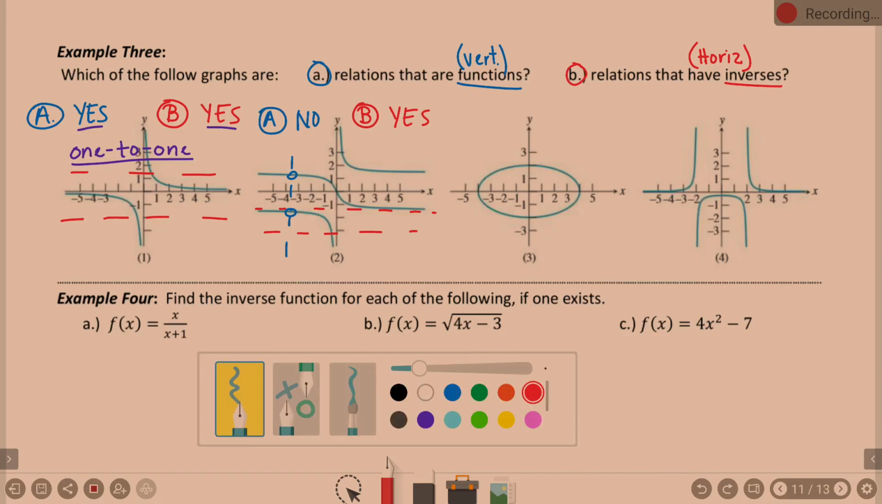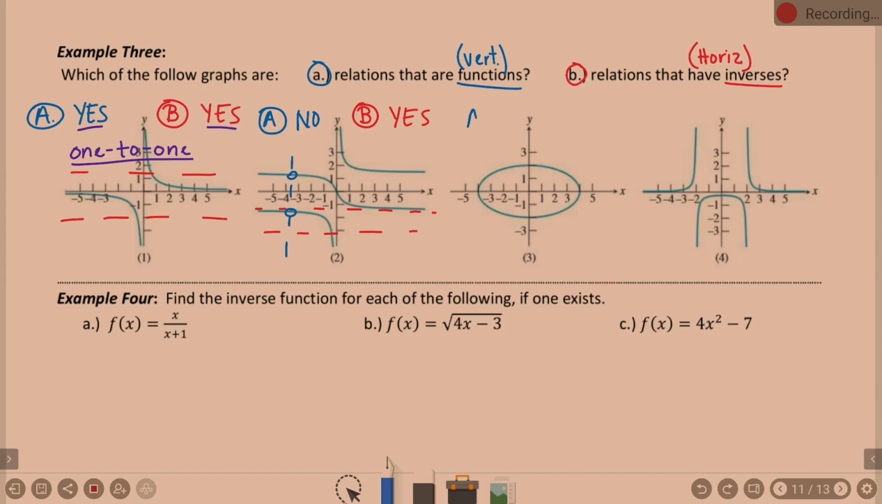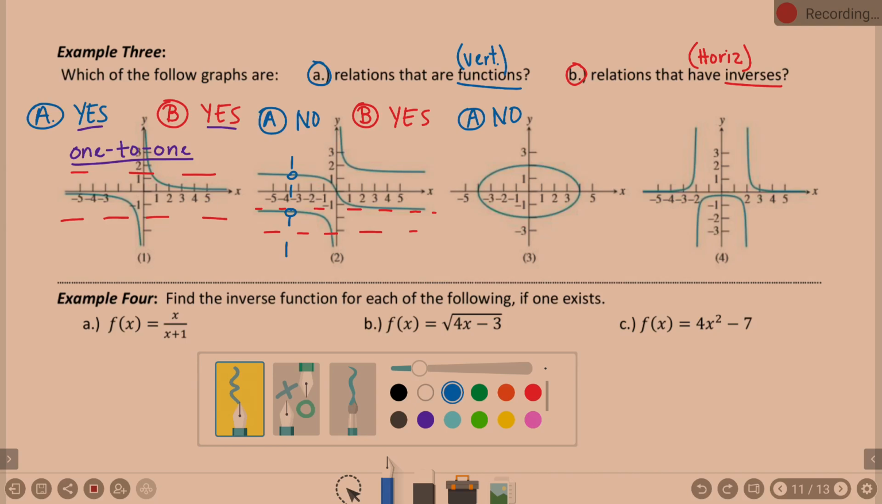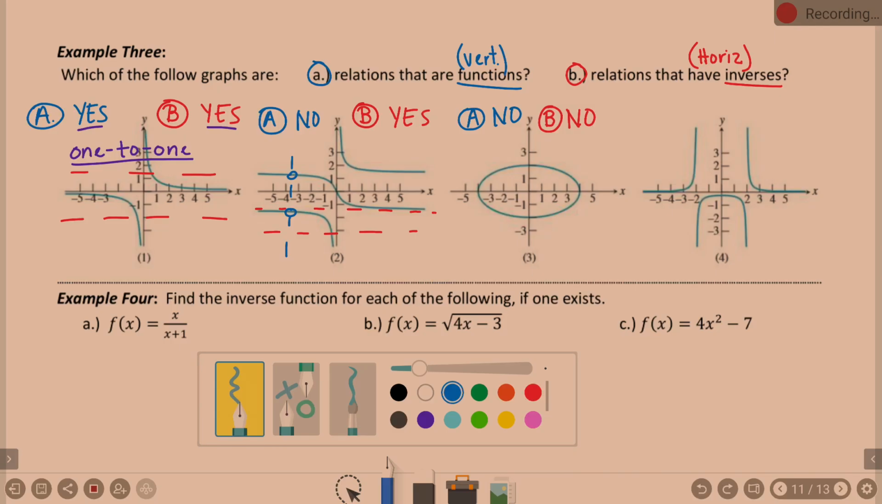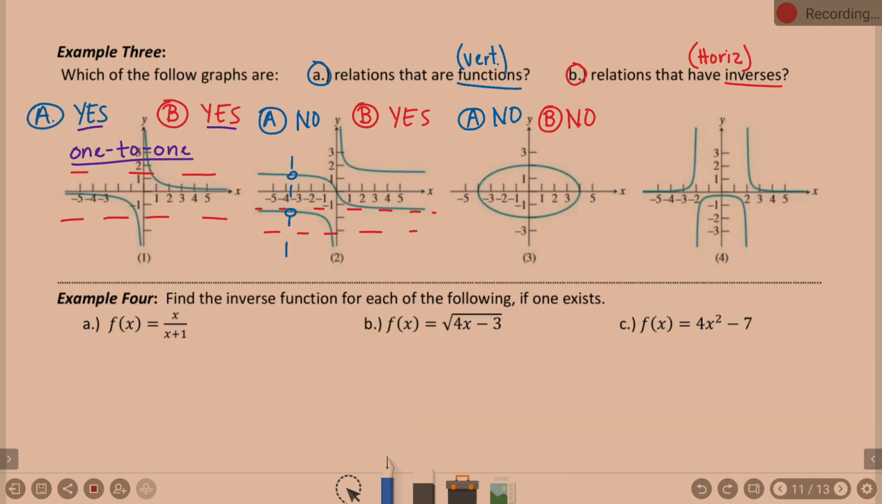Graph 3. Is it a function? No, because it fails the vertical line test. Does it have an inverse? No, because it fails the horizontal line test. I didn't draw the lines there. Are we okay? Okay.